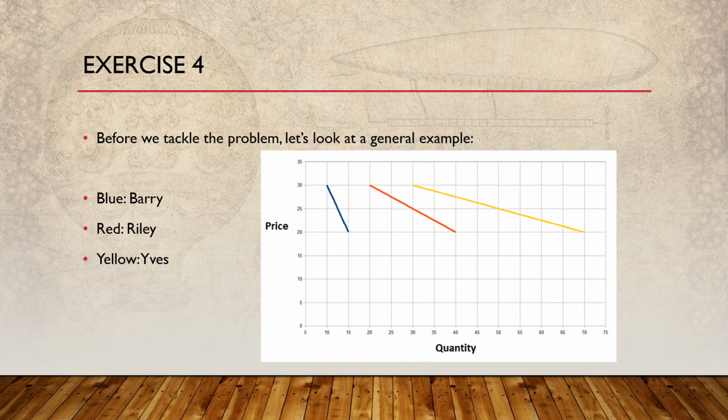And Eve, well, Eve is completely different than the others. His curve is very flat in comparison with Barry and Riley's one. And this means he is very elastic because you see, when prices change, he reacts in a very different way than the two others are reacting. He's very sensitive to price changes. So if prices go up, he will buy way less than he used to. But if prices go down, he will buy way more than he used to.